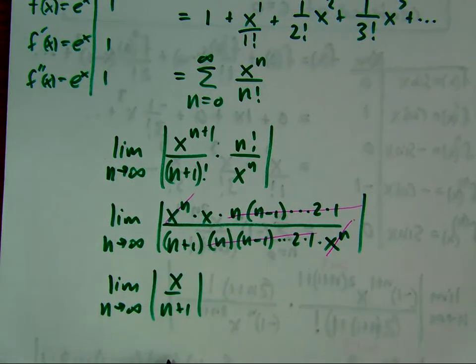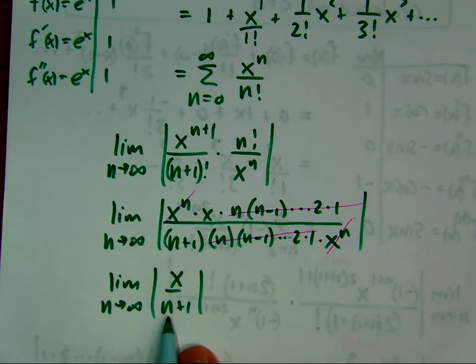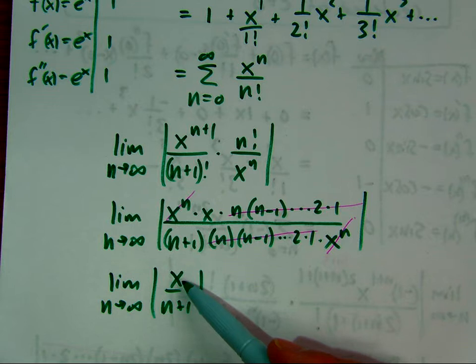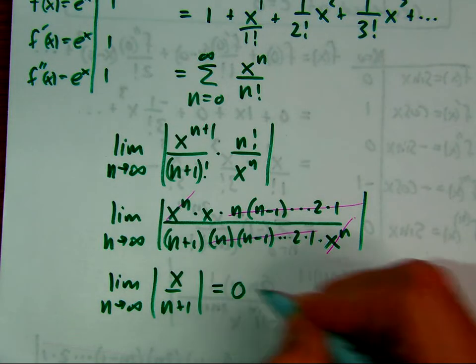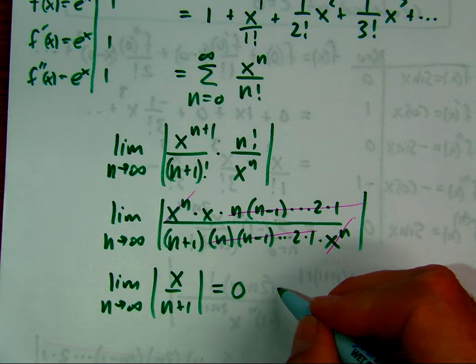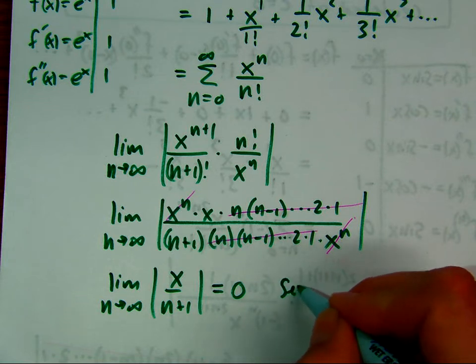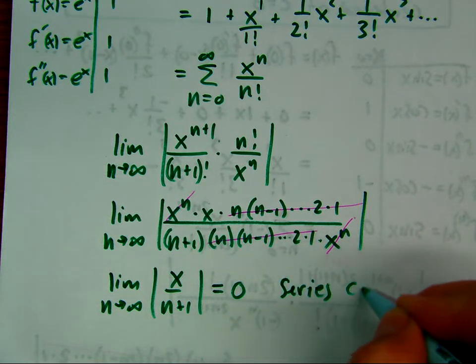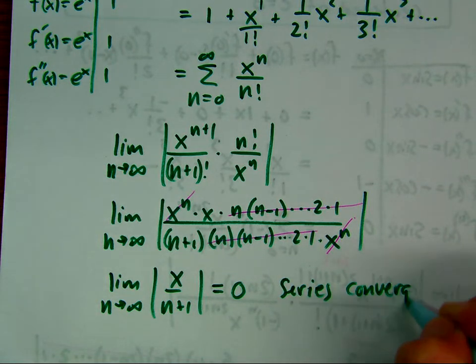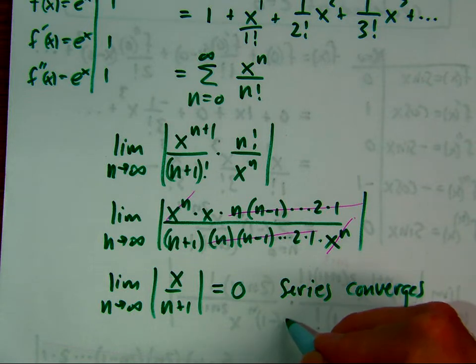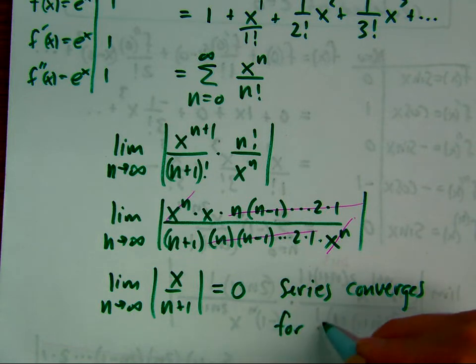And again, n is going to go to infinity. No matter what number x is, we'll always have it divided by infinity. So the limit is 0, and that means the series converges for all real numbers.